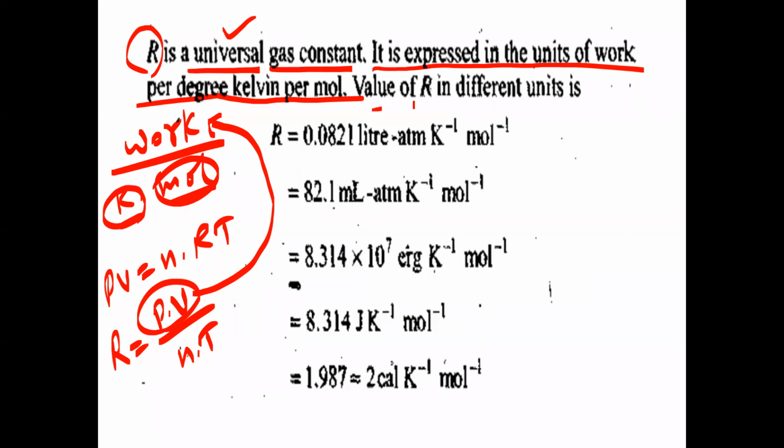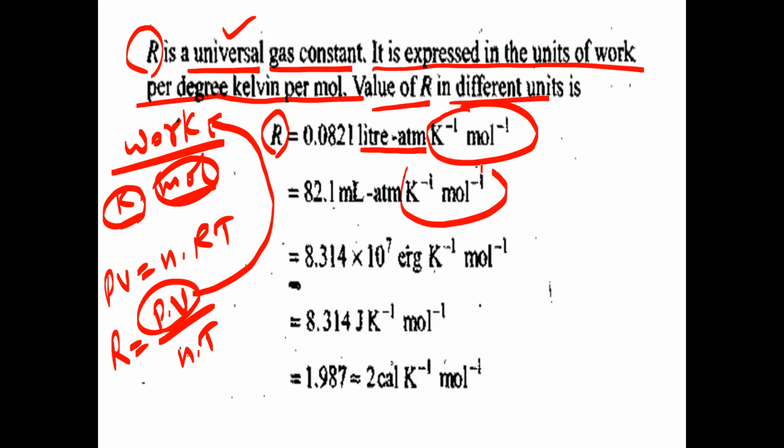Okay. So the numerical value of R in different units can be given like this. First, R is equal to what? In liter atmospheres, it will be 0.0821 liter atmospheres, Kelvin inverse, mole inverse. For all types of numerical values of R, Kelvin inverse, mole inverse will be common. This will be the same for all.